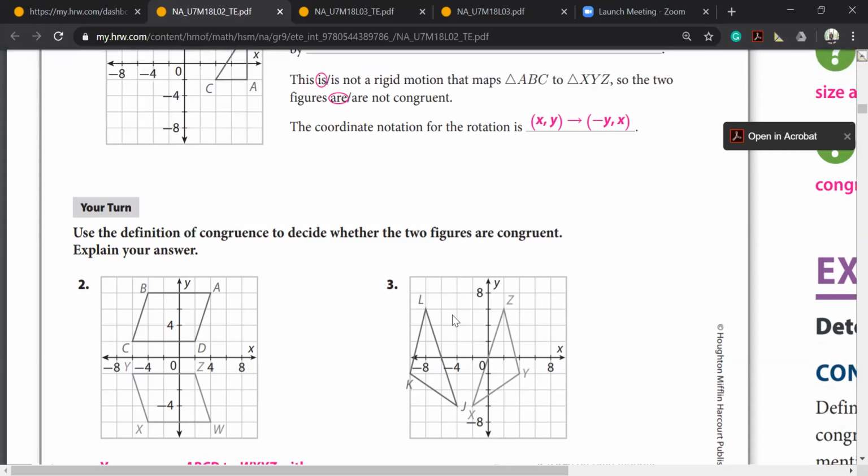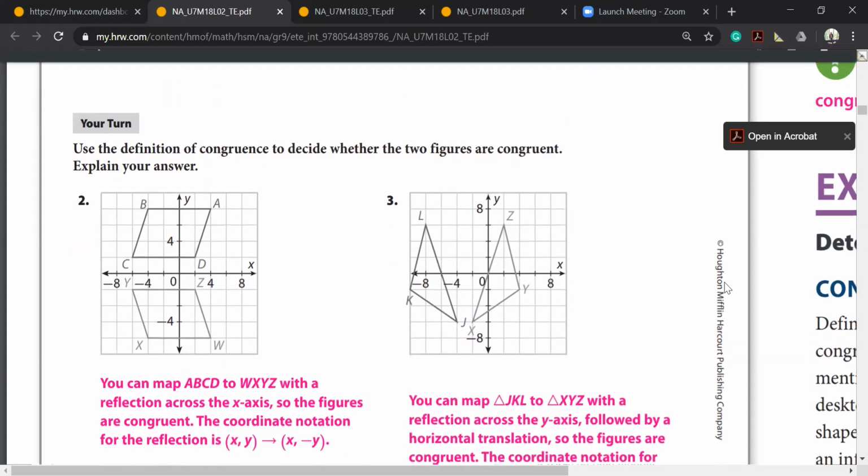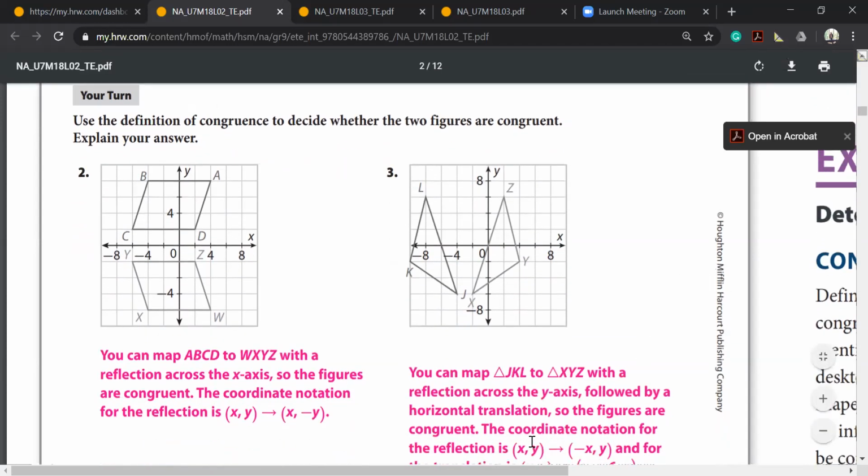So I will write: the two figures appear to be the same. I can map them using reflection, then translation. And then I will write the coordinate notation. Since you are reflecting across the y-axis, I should put a negative for x. So the first coordinate notation is (x, y) goes to (-x, y).